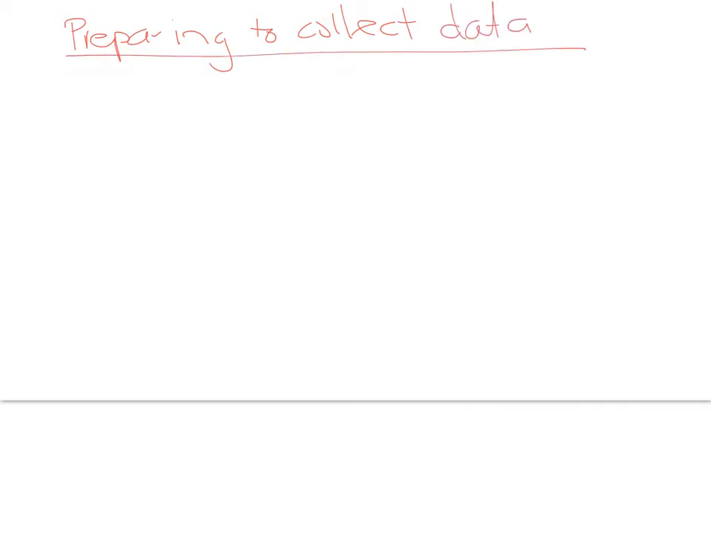Okay, so now we're going to look at preparing to collect data. Data can be obtained by means such as making observations, taking measurements, or asking questions. So a questionnaire is a convenient way of obtaining data. Very handy.